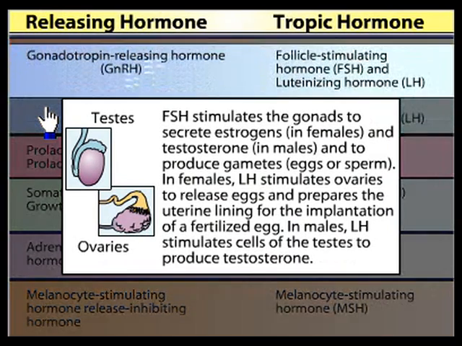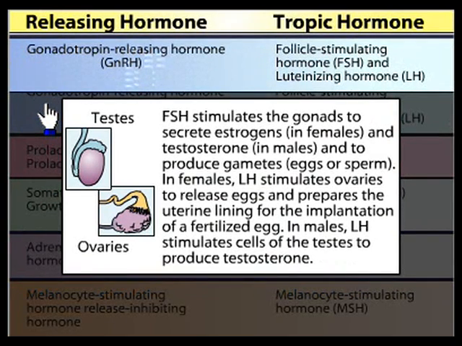Now, the gonadotropin releasing hormone, GnRH, is released from the hypothalamus. It acts on the anterior pituitary to produce follicle stimulating hormone and luteinizing hormone, FSH and LH. The FSH and LH act on the gonads, in the case of men on the testes, and on the ovaries in the case of women, and they trigger the development of the gonads and the production of the gonadal hormones.